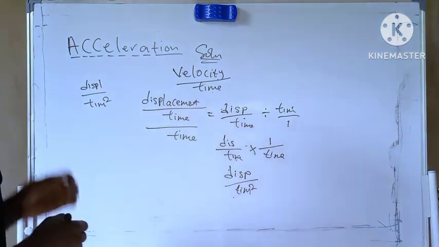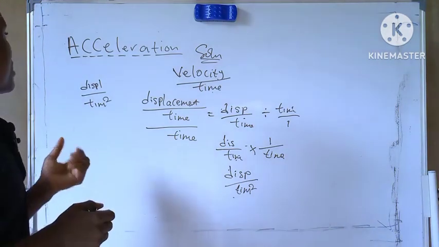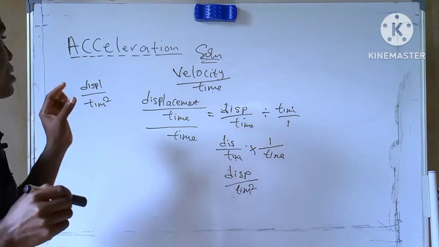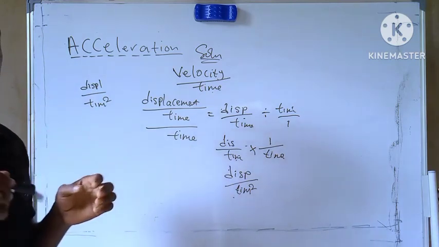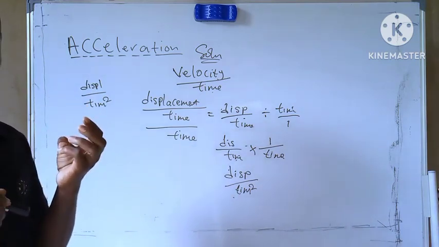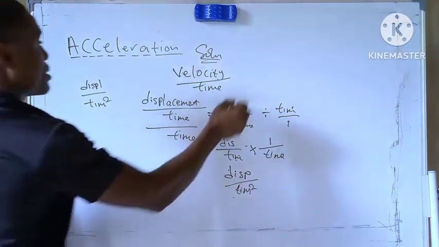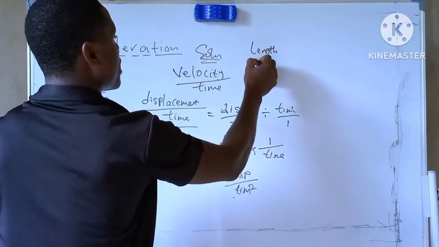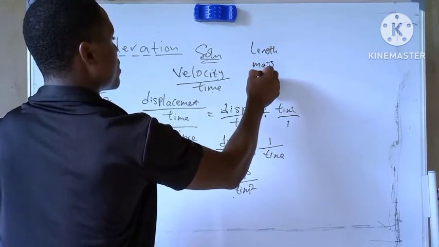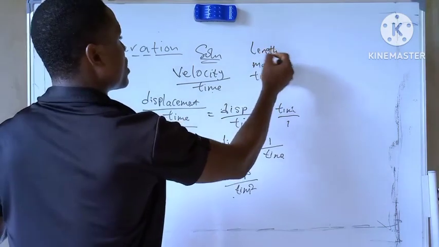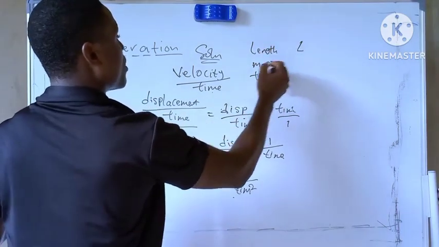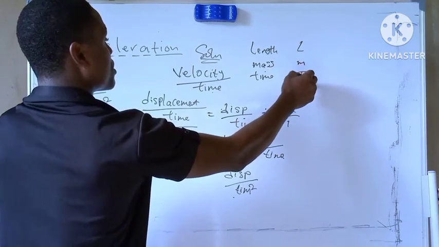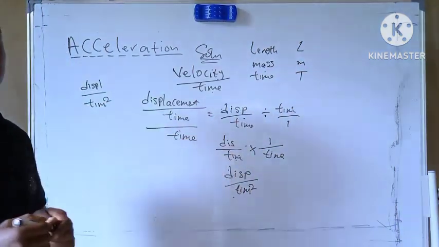Are you getting it? So in my previous videos, I said the approved theoretic quantities we are going to be using in writing down the dimension of any physical quantity are what? Length, mass, and time. Those are the approved quantities. We have length, mass, and time. So the symbol of length is L, while the symbol of mass is M, and the symbol of time is T. Are you getting it?